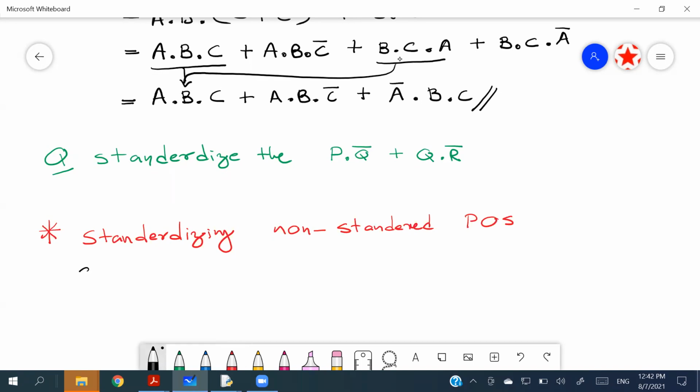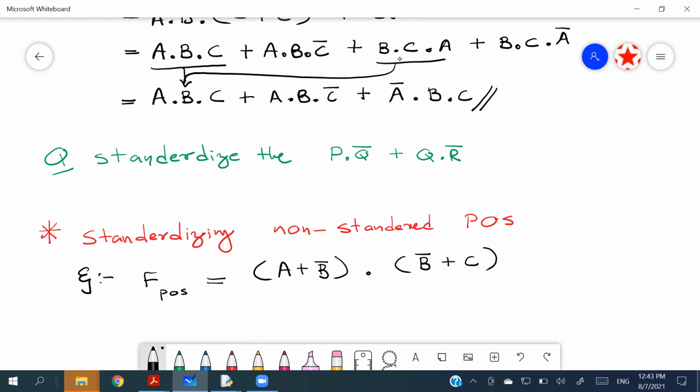So let me take an example. So I'll take F, this is a POS, equals (A plus B bar) dot (B bar plus C), right? So this is a non-standard one. We can understand because first term is missing C, second term is missing A. So now if you consider the terms, they are bounded or connected with pluses.